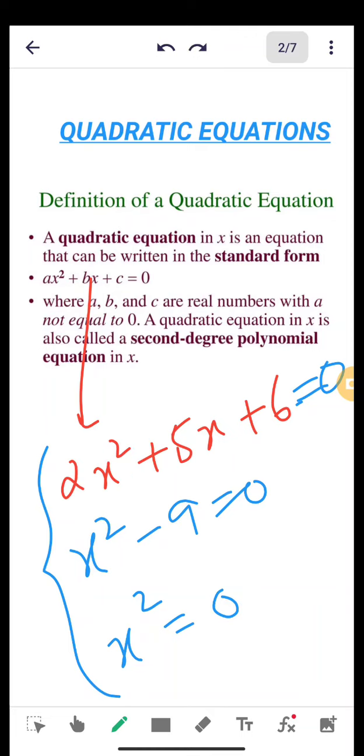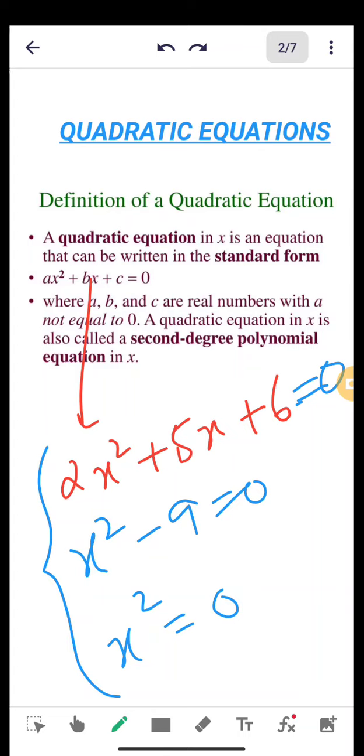What is the highest power in this equation? It is 2. In this equation also the highest power is 2, and here also it is 2. So these all have the degree of 2. They are also called second degree polynomial equations in x, or you can call them quadratic equations. So this is the way we can identify a quadratic equation. It should be in the form ax² + bx + c.